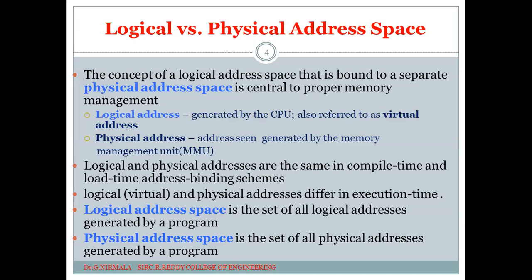An address generated by the CPU is called as the logical address or virtual address. Whereas the address generated by the memory management unit, MMU, is called as the physical address. Here you should observe one thing. Logical address and physical addresses are all same in the compile time and load time. Means here the amount of time required to compile a particular program, that is called as the compile time, and load time or binding time.